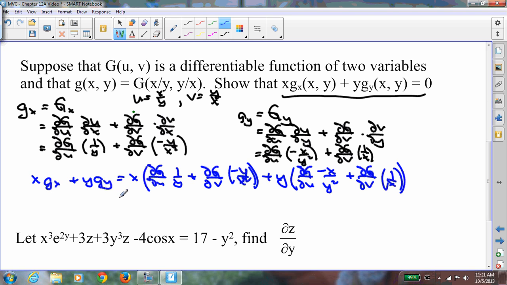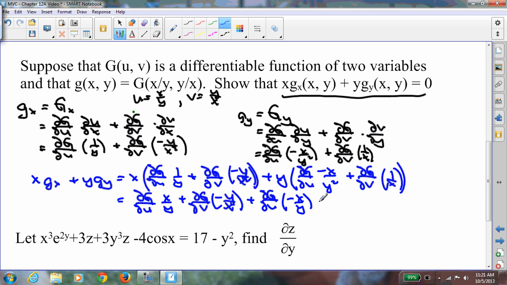So I'm going to have dg du times x over y plus dg dv times negative y over x plus dg du times negative x over y plus dg dv times y over x. These cancel, it equals 0. Yay!